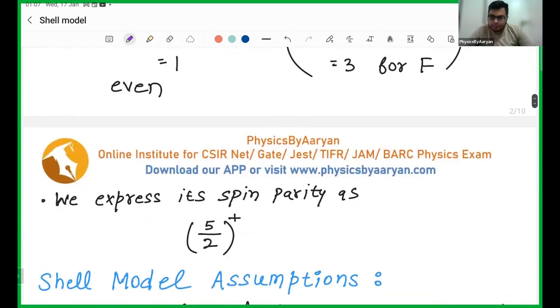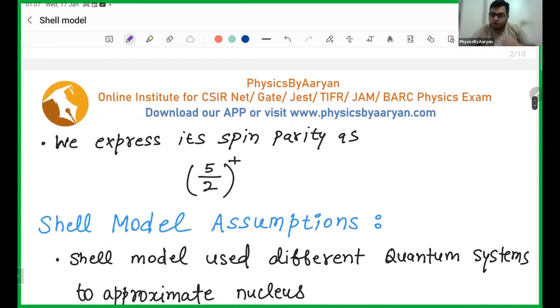So how do I represent my spin parity? Spin is 5 by 2, and on the raised to power, I write plus. So you basically represent it like this, J to the power P. J is your spin and P is your parity. So I have 5 by 2 plus, this is the state of the nucleus. So my nucleus state is defined as 5 by 2 plus, which basically means the spin of the nucleus is 5 by 2 and the parity of the nucleus is positive or even.